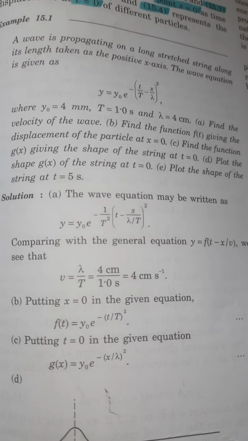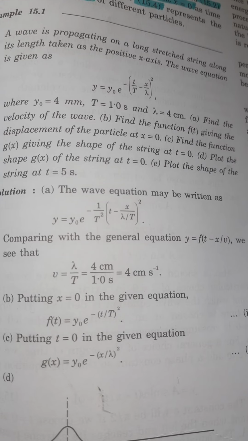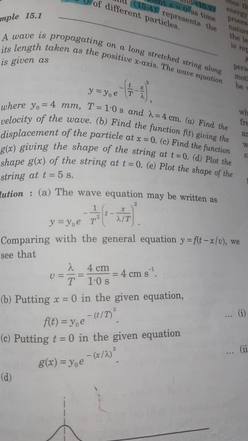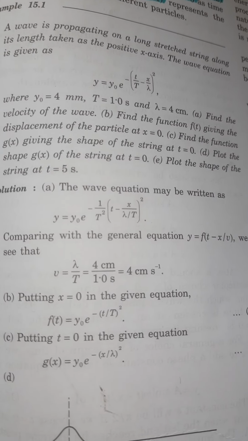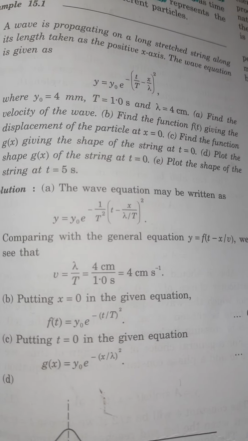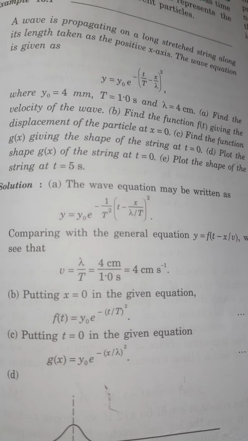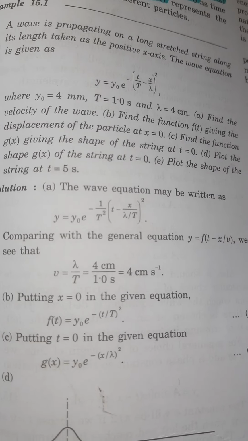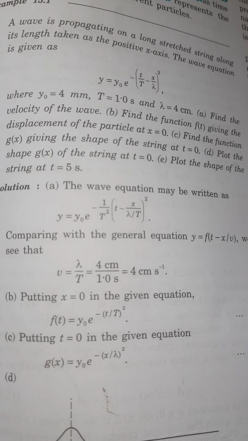Okay, so this is the given question: a wave is propagating on a long straight string along its length, taken as the positive x-axis. The wave equation is given, where y naught equals this, T and lambda are given. You need to find the velocity, find the function giving the displacement of the particle at x equals 0, find the function g of x giving the shape of the string, plot the shape at t equals 0, and plot the shape at t equals 5.